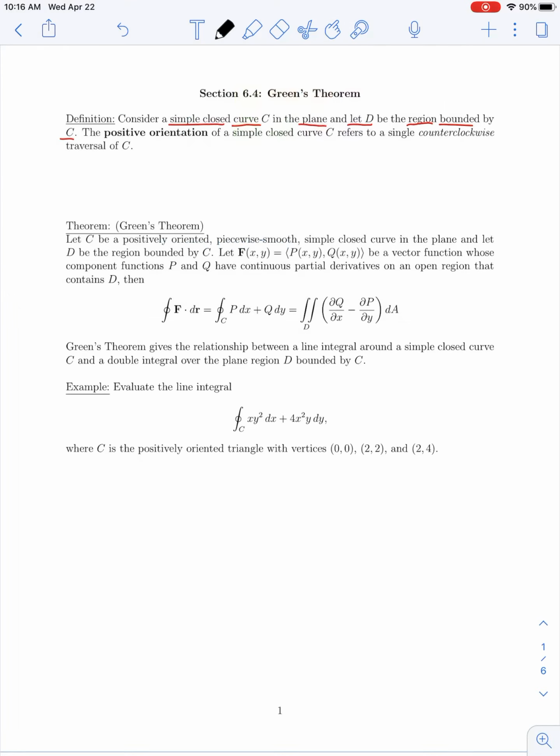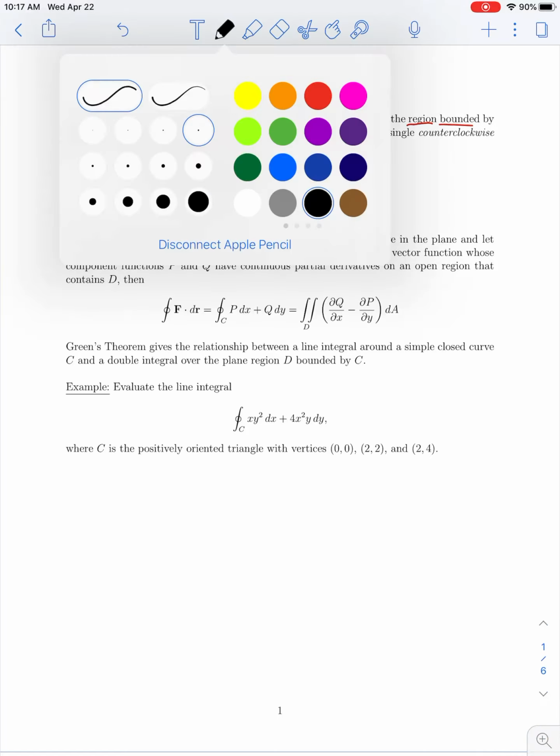So what we're describing here, let's say that we have some closed curve in the plane, we'll call it C. So its initial point and terminal point are the same. And this curve, since it's a closed curve in the plane, bounds some region, which we're going to call D here, this shaded region that lies inside of this curve.